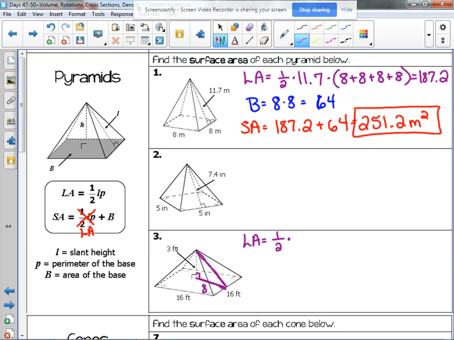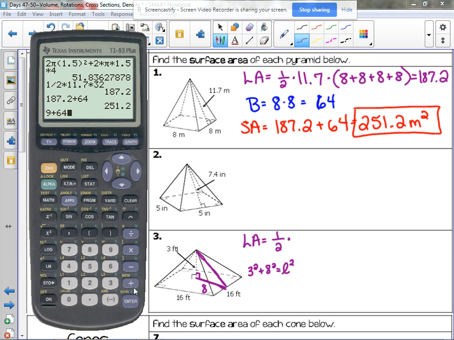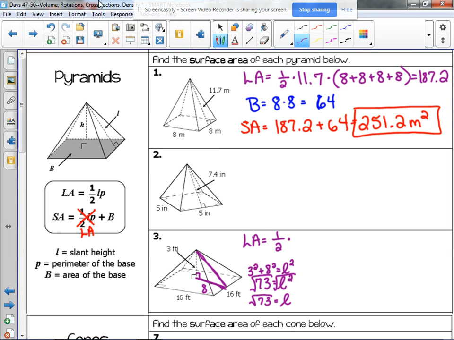So let's set up our Pythagorean theorem. 3 squared plus 8 squared equals, I'm going to label it with an L because that's what it is, the slant height, L squared. So 9 plus 64 is 73. That's not the slant height. I gotta take the square root. Now 73 is not a perfect square, so I'm just gonna leave the square root on. I don't want to have to carry that decimal through my problem. I'm just gonna leave the square root of 73 on there. So that is my slant height.